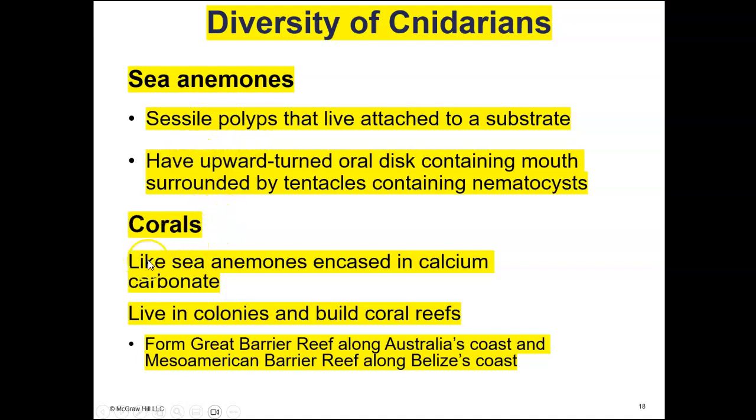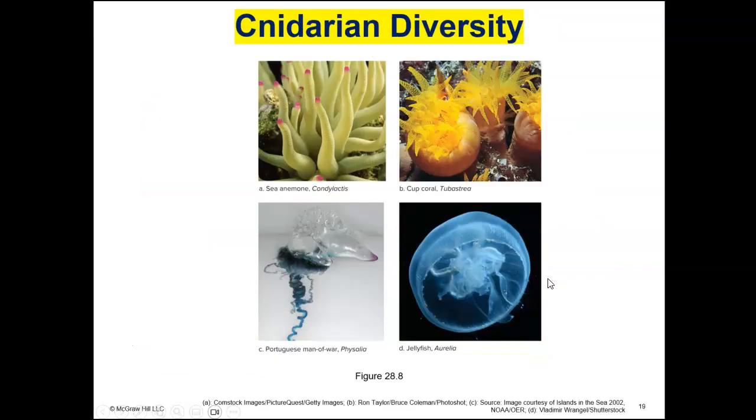Corals are similar to sea anemones, but they're encased in a calcium carbonate shell. Once the animal dies, they leave that behind, and their shells are used to build the coral reefs. So they form the Great Barrier Reef along the coast of Australia and other coral reefs in the tropics. Okay, so near the equator.